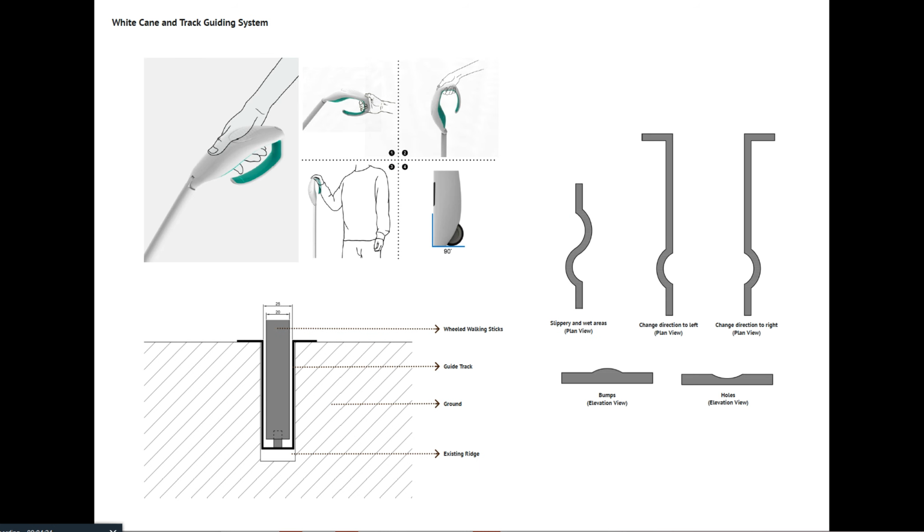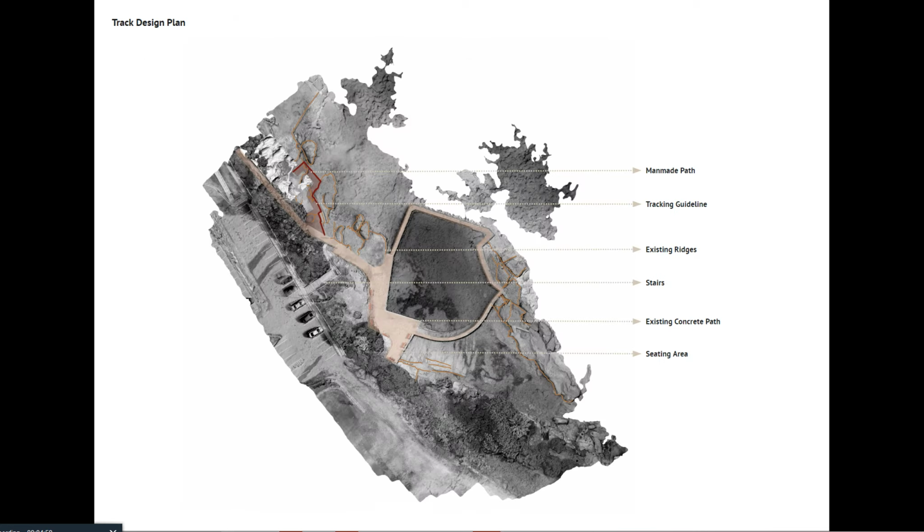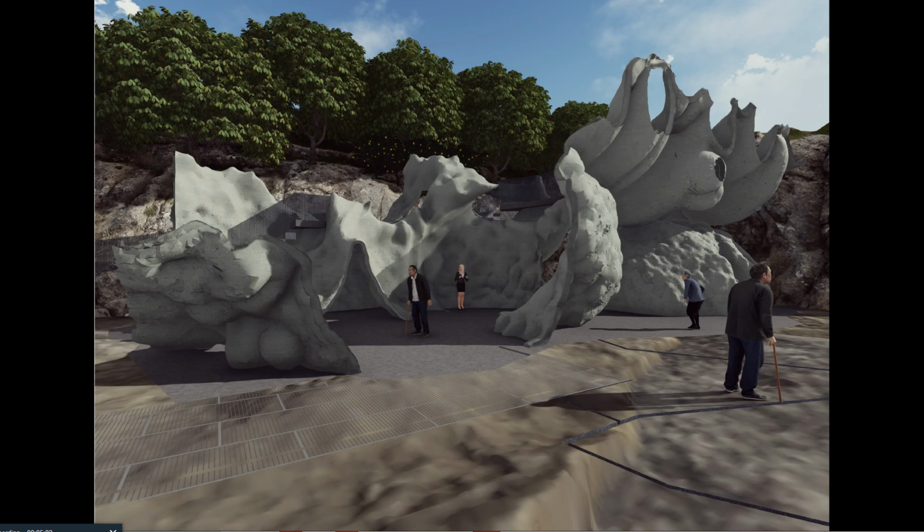We are adding a layer to these ridges with these indicators. A special stick goes into the ridges. By moving the stick through the track, they can feel these indicators and be aware of every obstacle in front of them. The stick would be given to them on the site. We are proposing this system for all the rocky areas, especially for making the building accessible for visually impaired people as it is placed on this area.